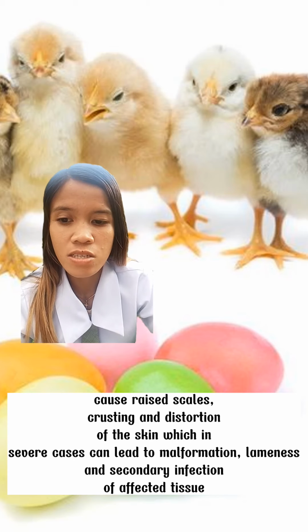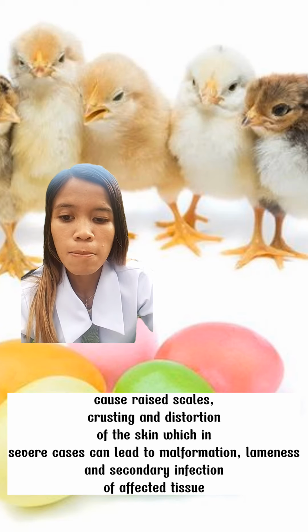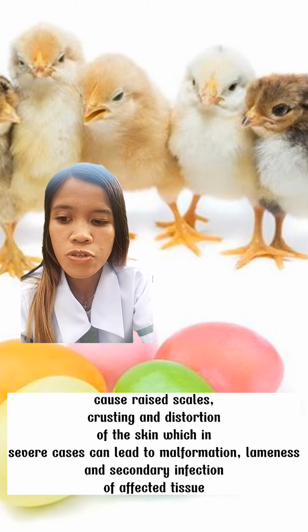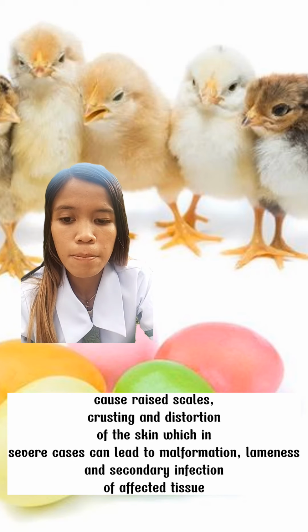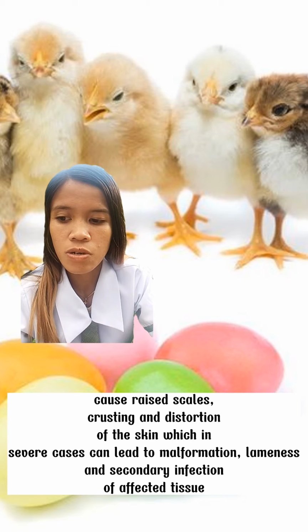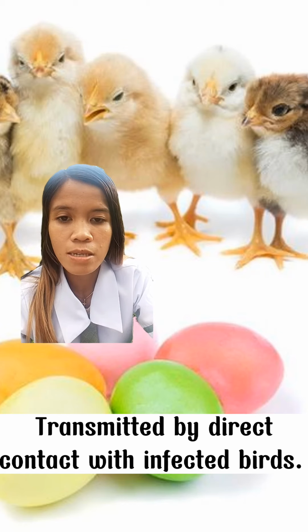It has bad changes. When this happens, this can lead to malformation, a deformity, and abnormal form of the bird's feet and legs. Lameness, when chicken become lame or injured in the feet and legs because of the scaly leg mite, and it can cause infection of infected tissue. The scaly leg mite can be transmitted by direct contact with infected birds.